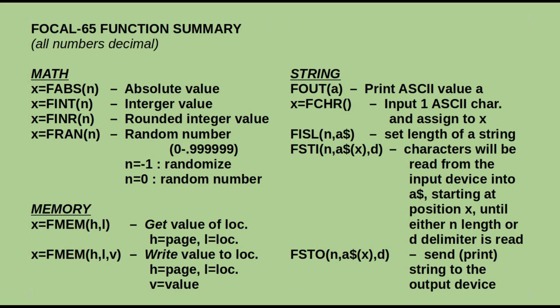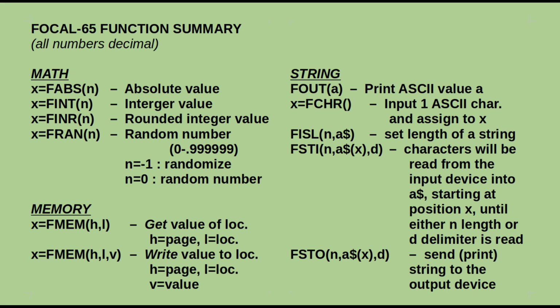Now let's talk about functions. In the math department, we're a little light. You've got absolute value. You can return the integer value or a rounded integer. If it's 4.5, you'll get 4. If it's 4.55, you'll get 5. You can generate a random number, and by throwing a -1 in there as your first usage, you randomize it.